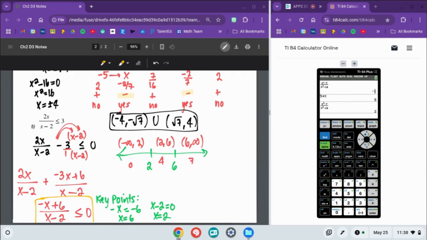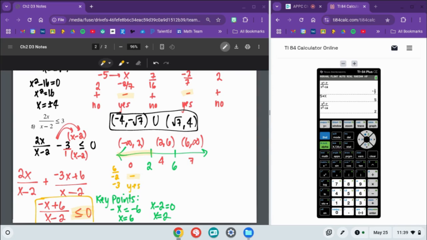All right, so I'm going to plug in 0 in there. So -0 plus 6 is going to give me 6, and 0 minus 2 is going to give me -2. So that gives me -3. So that's negative. What are we looking for? We are looking for less than or equal to 0. So that would be true. So we're going to include that section as part of our solution set. So we'll call that a yes.